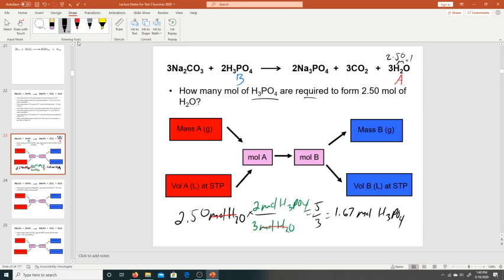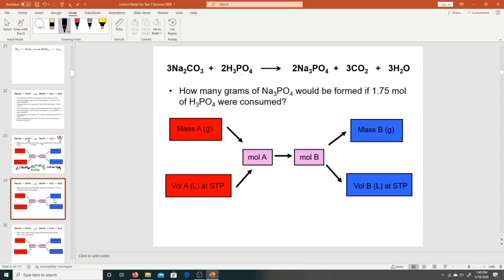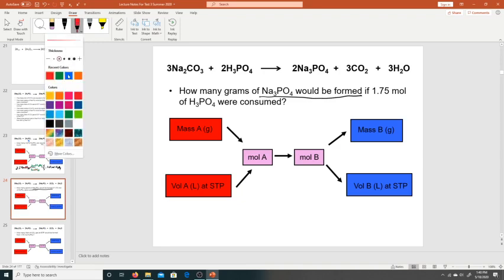So this happens to be, I would say, the easiest style of question. We're going from moles of one chemical to moles of another chemical, and we don't have to deal with molecular weight or anything else in the question. Let's take a look at this one. How many grams of sodium phosphate would be formed? All right, that's your question. That's what we're trying to find. That tells you immediately that sodium phosphate is your B.